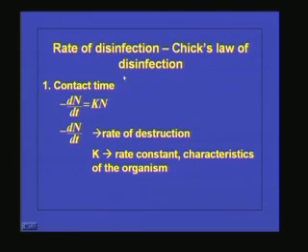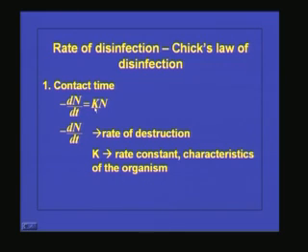So, now we will see how can we find out the rate of disinfection. So, the most commonly used law or the most famous law of disinfection is this Chick's law of disinfection. So, how can we relate the contact time and the rate of disinfection? So, this is the relationship Chick has given, minus dN by dt is equal to k into N, or rate of kill is proportional to the number of microorganisms present. So, here dN by dt is nothing but rate of destruction and k is a rate constant and it is the characteristics of the organism.